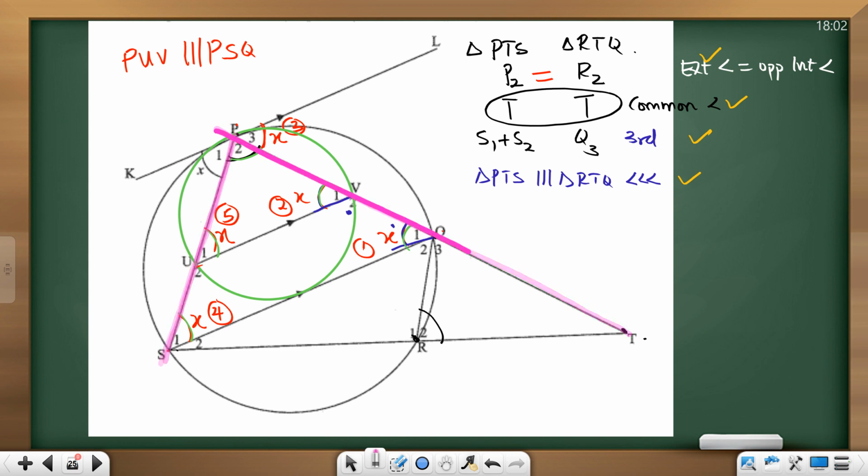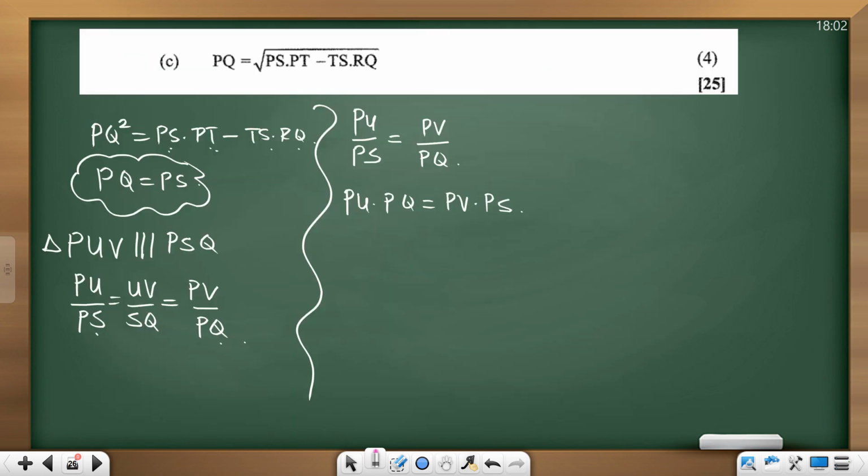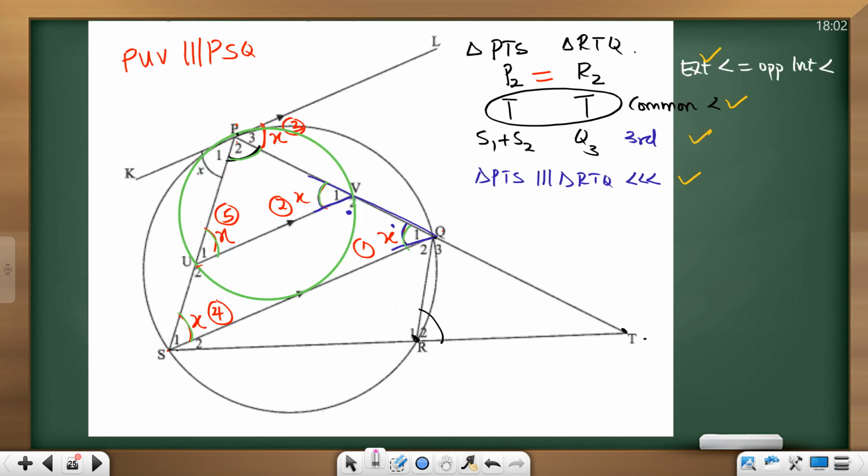PS and PT. Are we there? Okay. What else? TS and RQ. Where's TS? TS and RQ. Okay, the lines are just all over the place. All right. The first one was what? PS and what? PT. I see something. There's a minus there. So we've got to do some algebra connections.